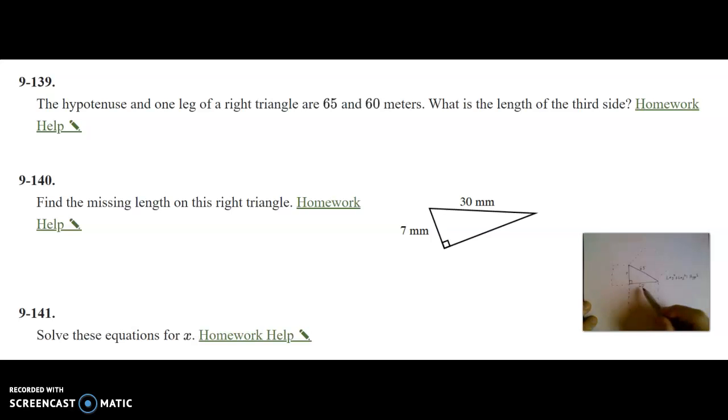So one of the legs is 60, so I need to square that. 60 times 60 is 3,600. The other leg is a mystery, so that's going to stay leg squared. And the hypotenuse is 65, so I'm going to have to take 65 times 65 and get 4,225. Now to keep solving this, to get the leg squared, I'll have to subtract 3,600 from both sides, which gives me leg squared equals 625.